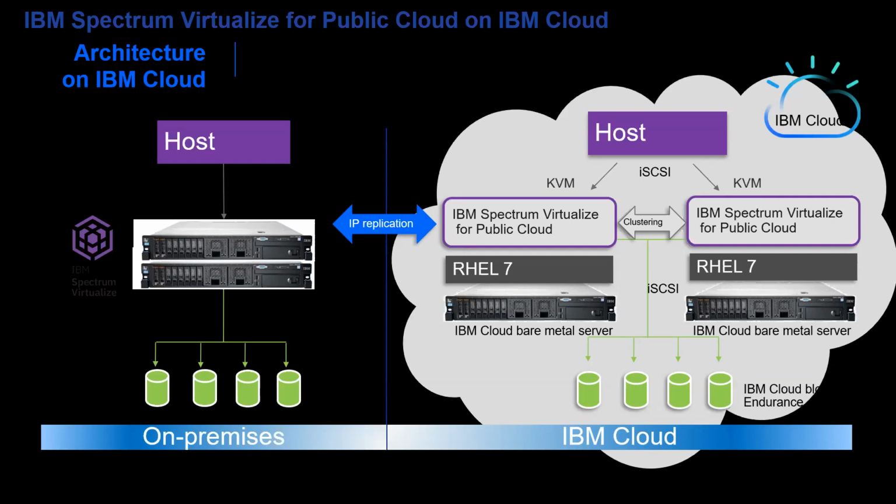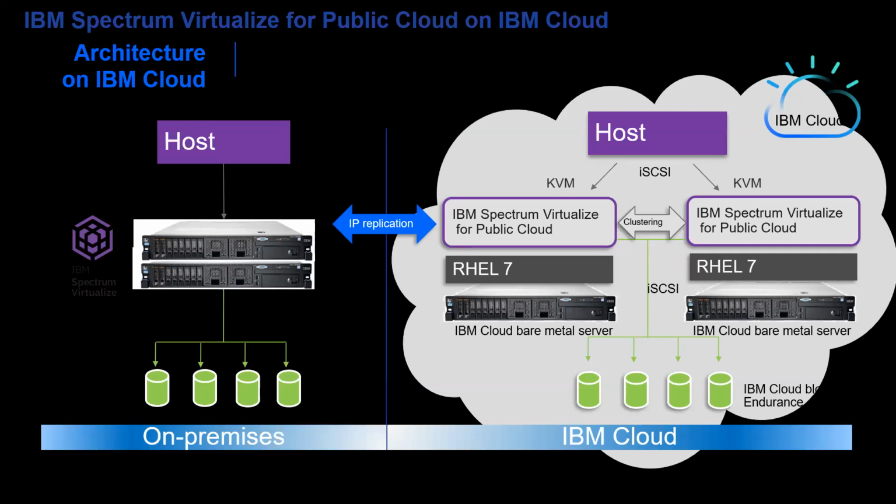This needs to be done between the on-premise Spectrum Virtualized appliance, which can be any product, like Storwize, SVC, FlashSystem 9100, etc., and the Spectrum Virtualized for public cloud cluster in the IBM Cloud. All right, so that is what Spectrum Virtualized can help you with.